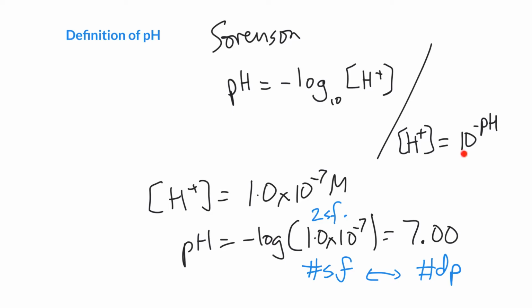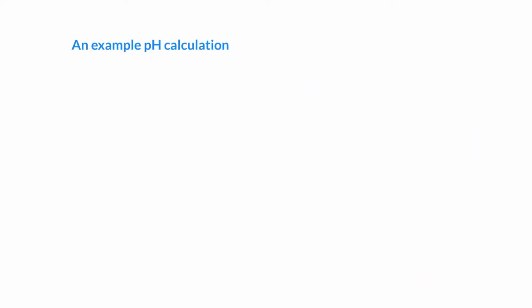And again, if you look at this definition here, 10 to the minus pH is H plus, so 10 to the minus 7, right, that's just the same thing as this number right here. So it works in both directions. We can go ahead and do an example pH calculation. So maybe we've got a solution with an OH minus concentration of 8.3 times 10 to the minus 6 moles per liter, and we might want to know what the pH is.